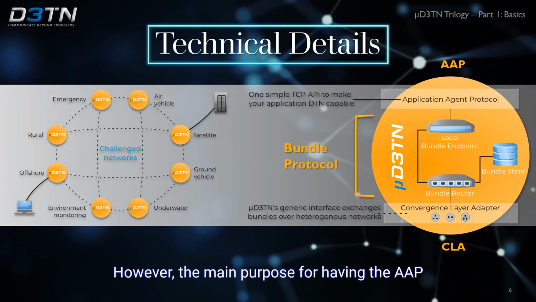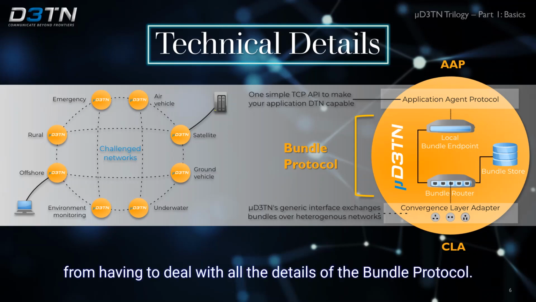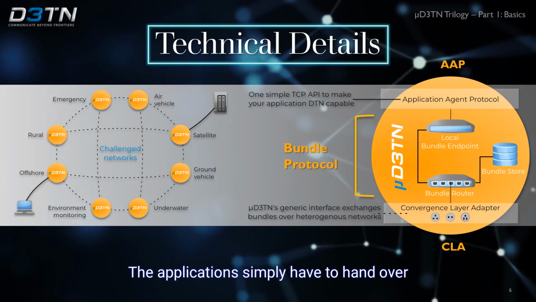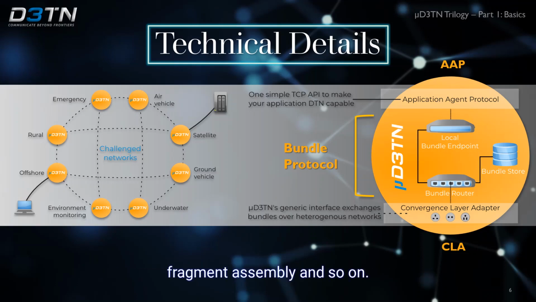However, the main purpose for having the AAP is to spare the applications from having to deal with all the details of the bundle protocol. The applications simply have to hand over their bundle payloads to µD3TN, which then constructs the bundles, forwards them, and also manages bundle fragmentation, fragment assembly, and so on.